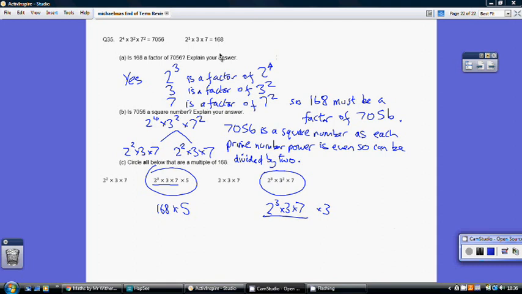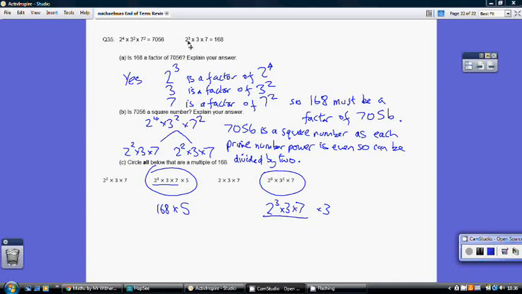Question 35. So we're given 2 facts here. We're told what the product of prime factors of 7056 is, just being this, and the product of prime factors of 168 being this. Now we're being asked, is 168 a factor of 7056? So we're being asked, is this a factor of this? Well, we can see it is. All of these are parts of all of these, so therefore a factor.